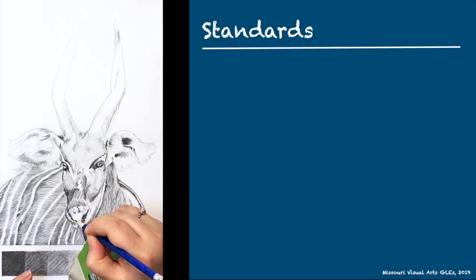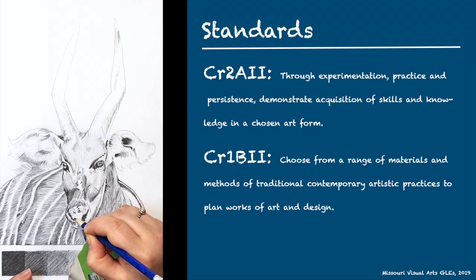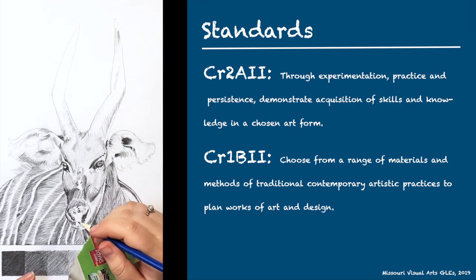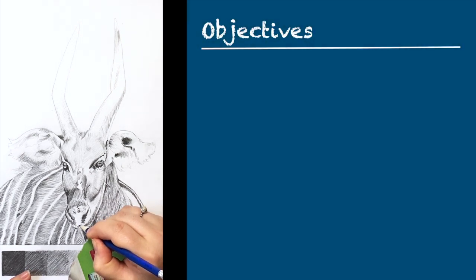Standard 1, CR2A2: Through experimentation, practice, and persistence, demonstrate acquisition of skills and knowledge in a chosen art form. Standard 2, CR1B2: Choose from a range of materials and methods of traditional or contemporary artistic practices to plan works of art and design. Now, let's talk about objectives.